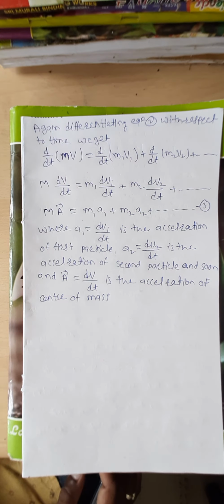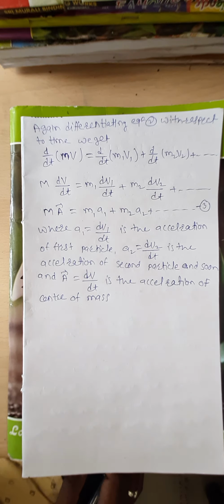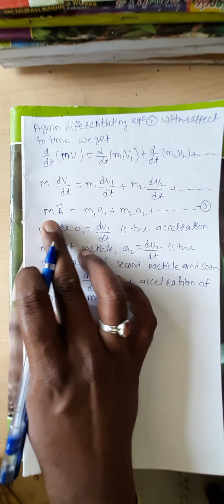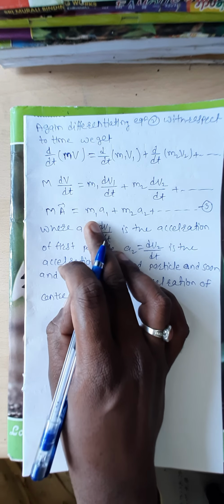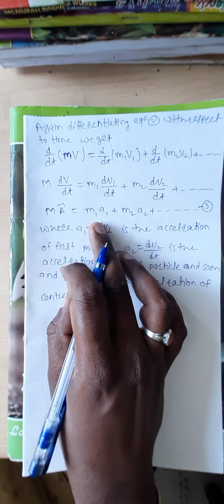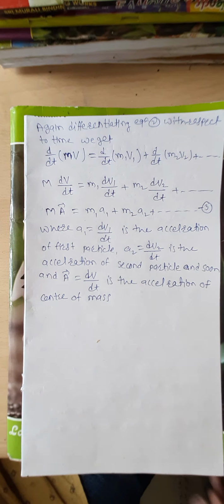Where capital A is the acceleration of the center of mass. Therefore, m into A, that is, the product of mass and acceleration, is equal to m1 a1 plus m2 a2 plus m3 a3 and so on.